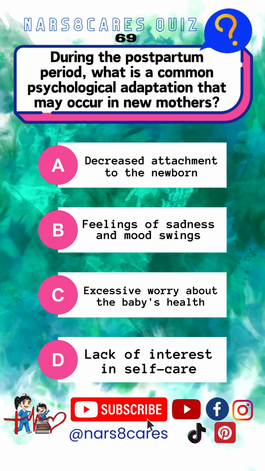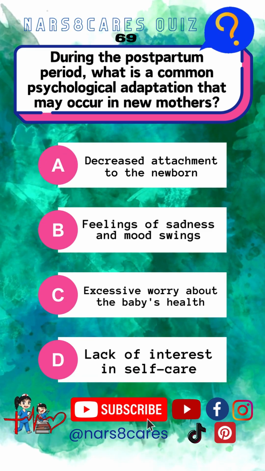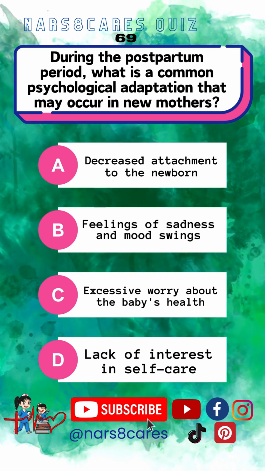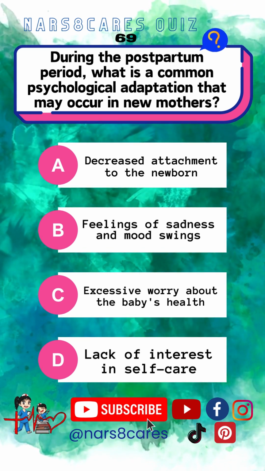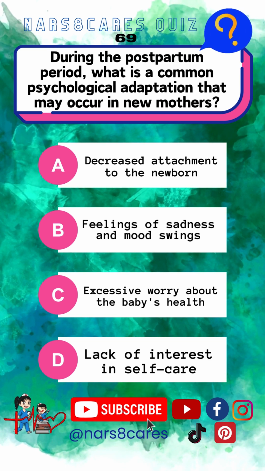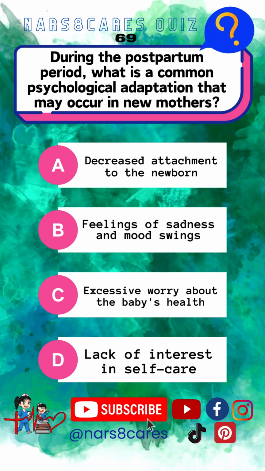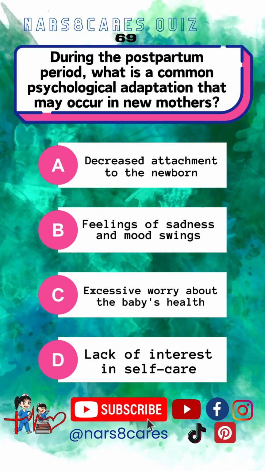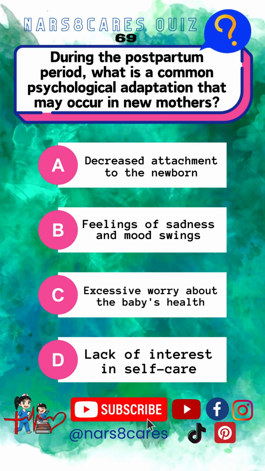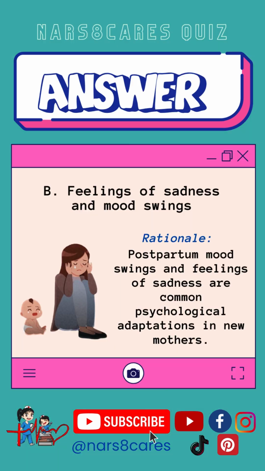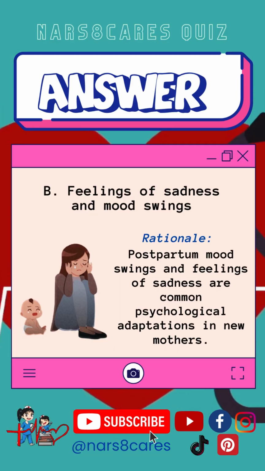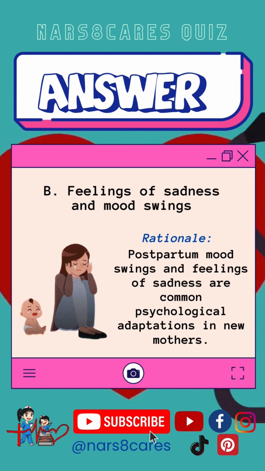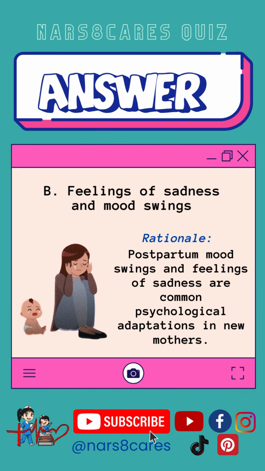69. During the postpartum period, what is a common psychological adaptation that may occur in new mothers? A. Decreased attachment to the newborn. B. Feelings of sadness and mood swings. C. Excessive worry about the baby's health. D. Lack of interest in self-care. Answer: B. Feelings of sadness and mood swings. Rationale: postpartum mood swings and feelings of sadness are common psychological adaptations in new mothers.